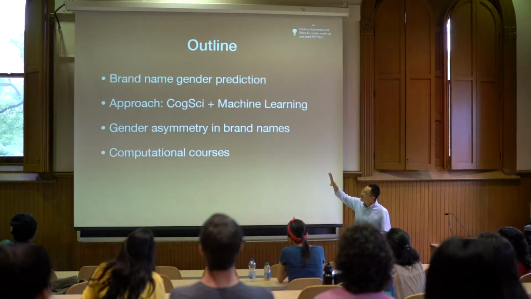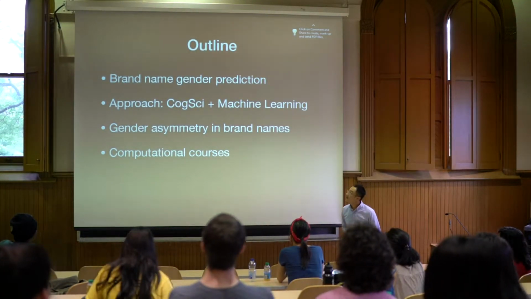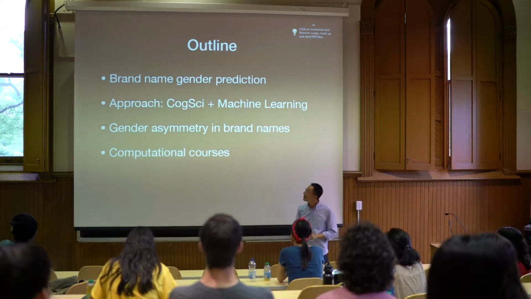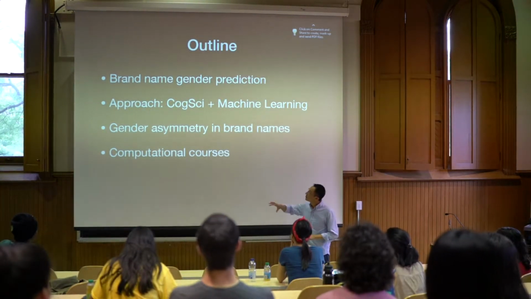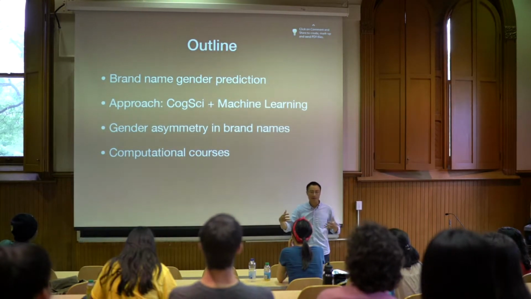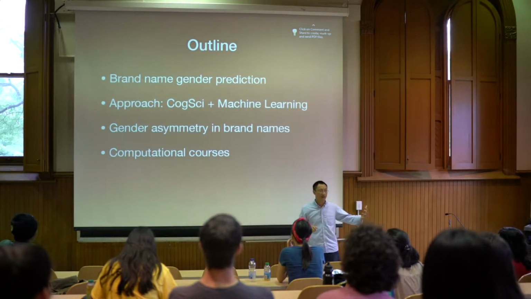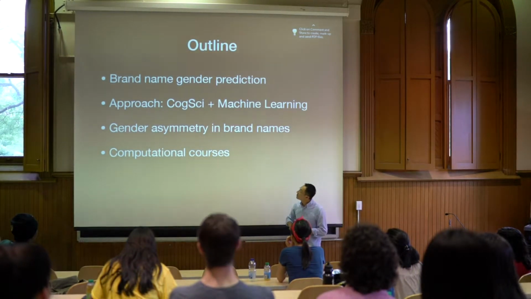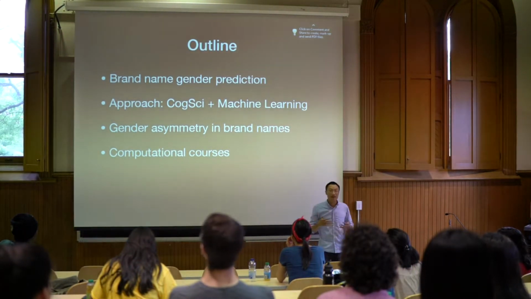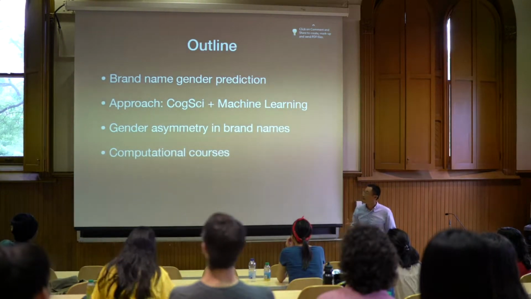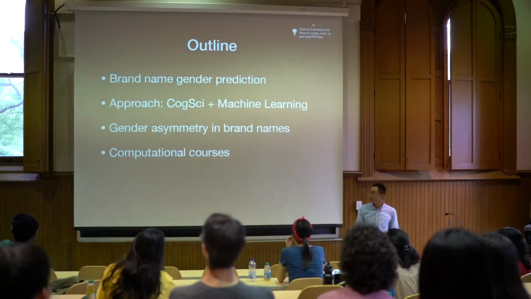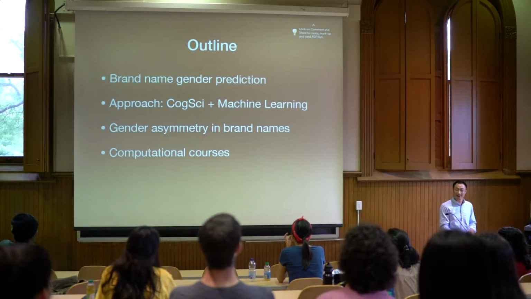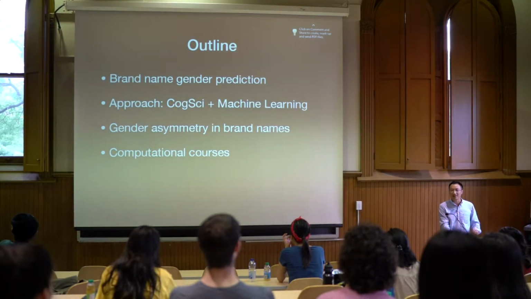Okay. So here's a brief outline of this talk. I'm going to introduce the basic problem of brand name gender prediction. And I'm going to introduce the approach, which is a combination of what we know about cognitive science, but also what we know about computer science. And finally, show you some initial findings that we have discovered from this kind of joint approach. I also want to talk about the courses. Again, if you have any questions, please just jump in.